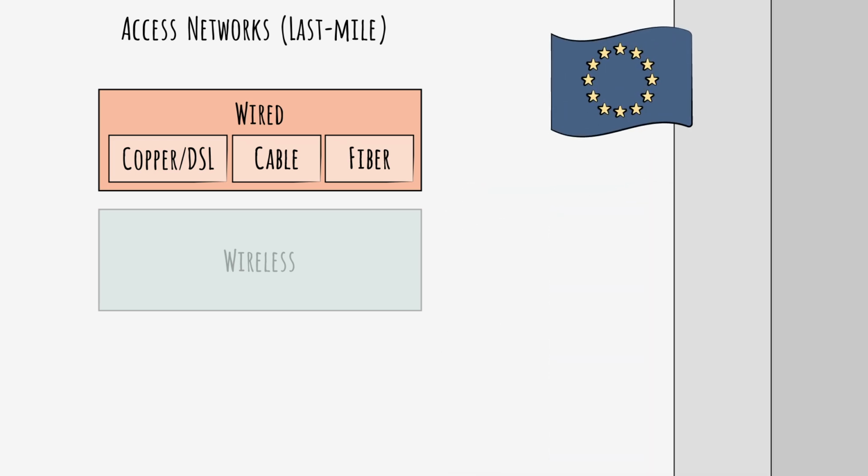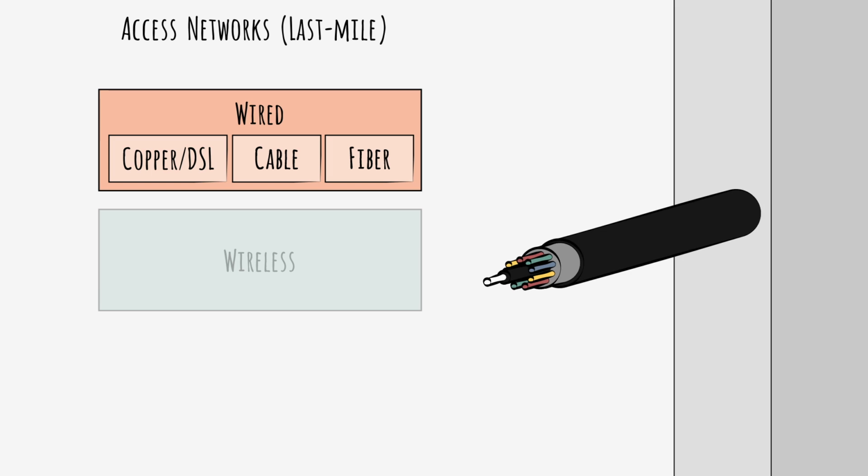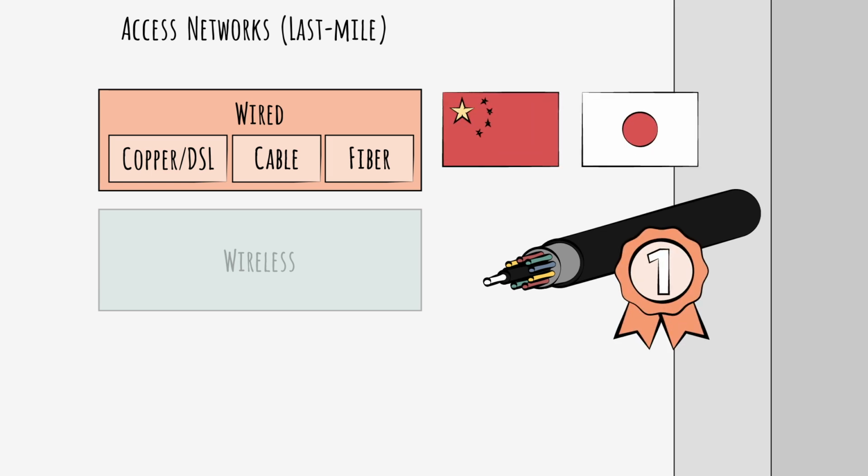In many parts of Europe, the cable phase was largely skipped altogether. Telcos there went straight from copper to fiber. Fiber is also already dominant in many Asian markets, namely China, Japan, and Korea.